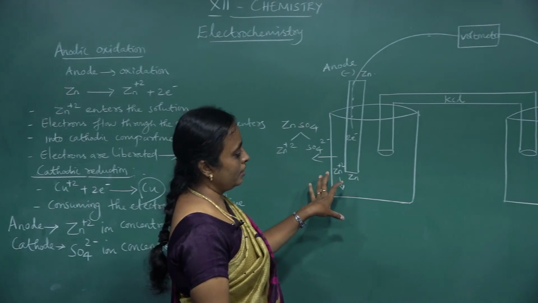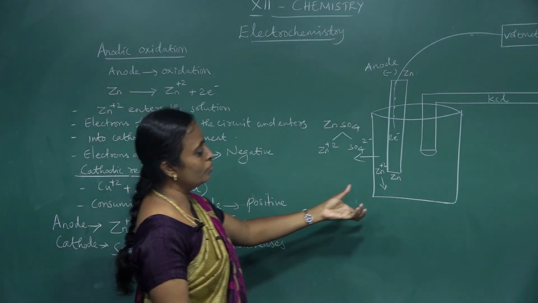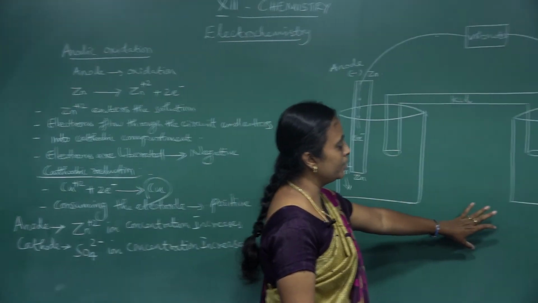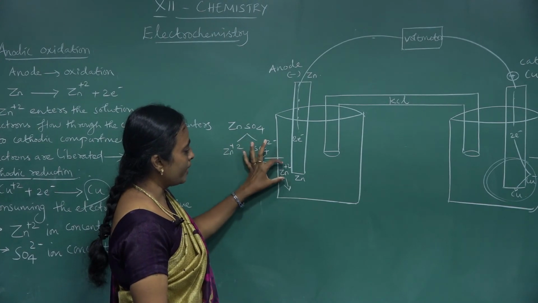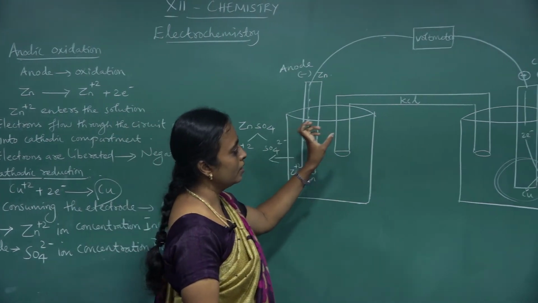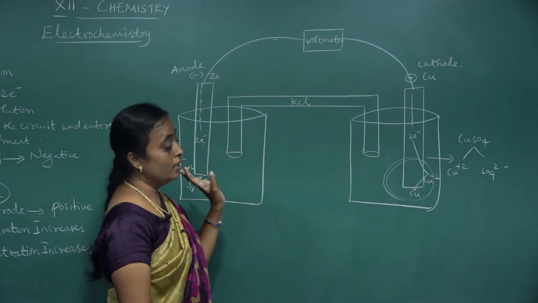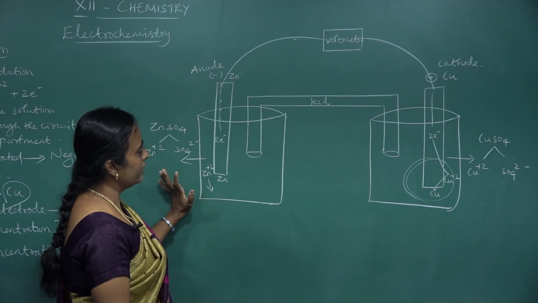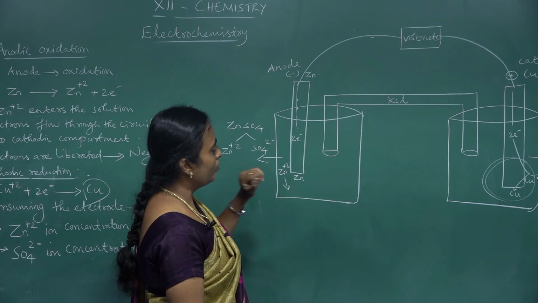Whenever you take the electrolyte, that will be neutral. In order to maintain the neutrality, because in both compartments the concentration of one ion increases. So here the positive ion increases, so this becomes a positive compartment, and here negative ion increases, that becomes a negative compartment. So here the neutrality we want to maintain. So in order to maintain the neutrality, what happened?